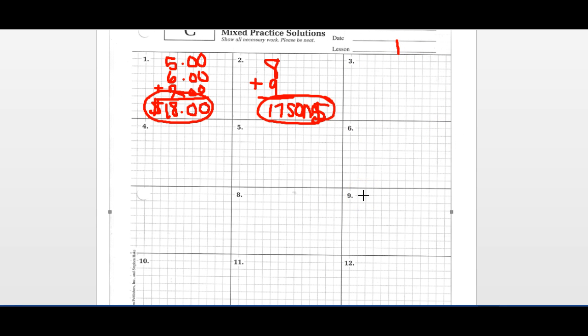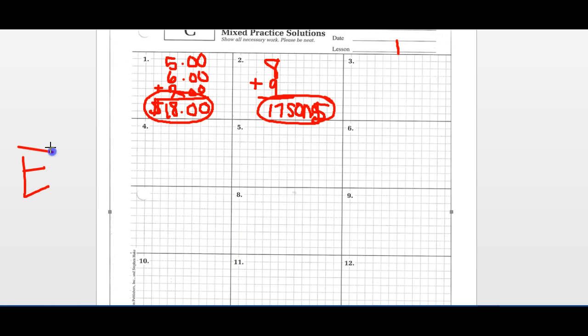So when they're all done, you're going to take your solutions manual. And if you open your solutions manual right now, you'll see that it says lesson 1 warm up, lesson 1 lesson practice, lesson 1 mixed practice. So it gives you the answers for all portions of the lesson. But the one you're going to be correcting here is mixed practice. So you're going to go through and check it.